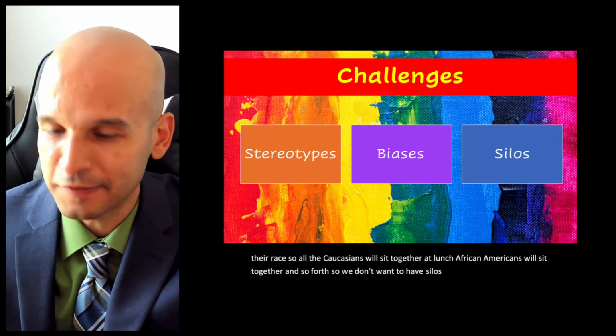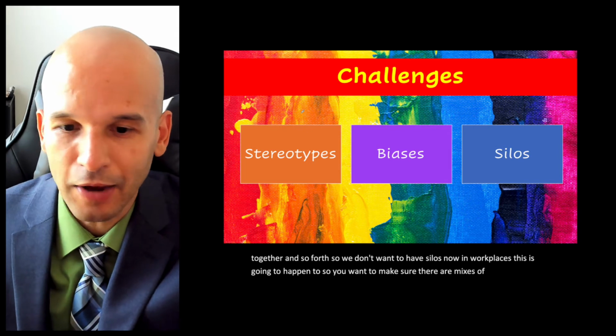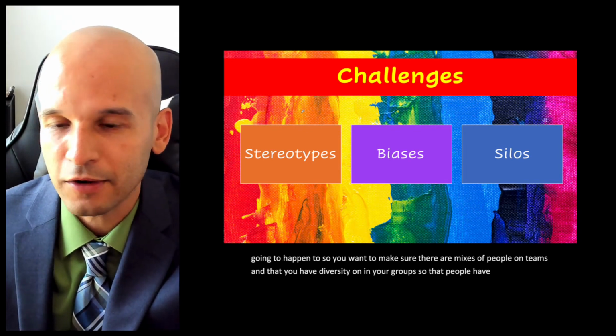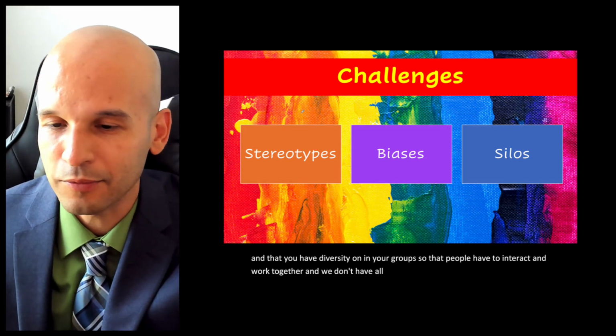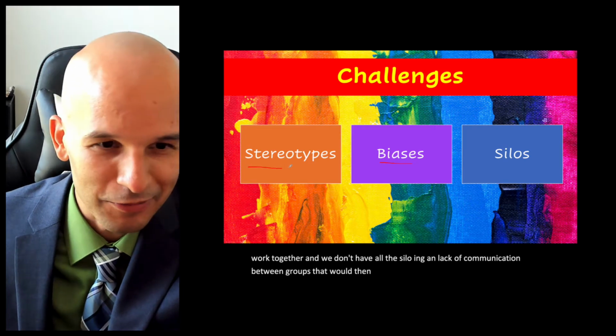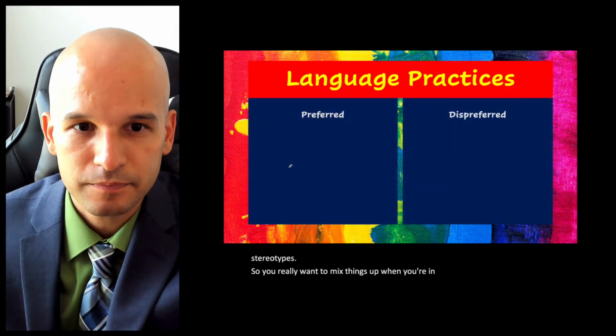Now, in workplaces, this can happen too. So you want to make sure there are mixes of people on teams and that you have diversity in your groups so that people have to interact and work together, and we don't have all this siloing and lack of communication between groups that would then reinforce biases and stereotypes. So you really want to mix things up when you're in the workplace.